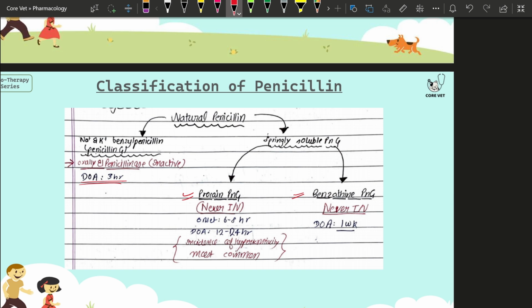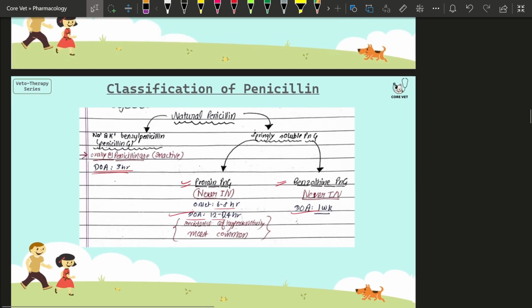If we talk about the onset, it will take 6 to 8 hours. The duration of action for benzathine penicillin G is about 1 week, and for procaine penicillin G it's about 12 to 24 hours, right? The incidence of hypersensitivity is more common with procaine penicillin G, which we will discuss in the adverse effects too.